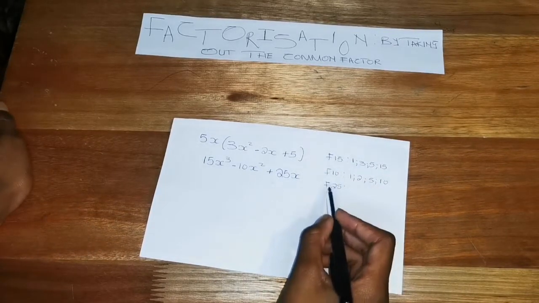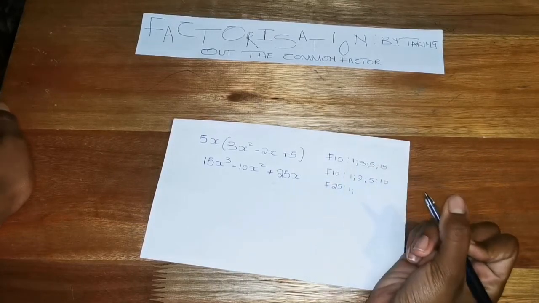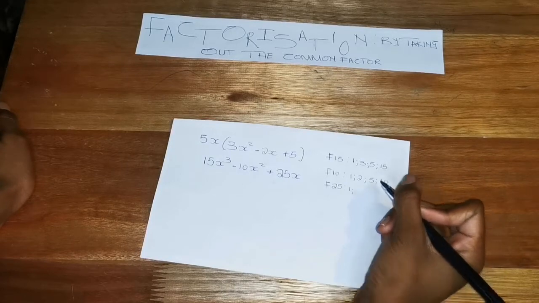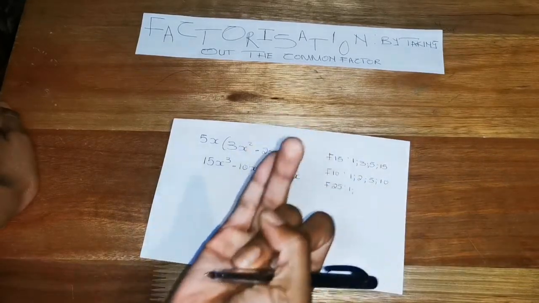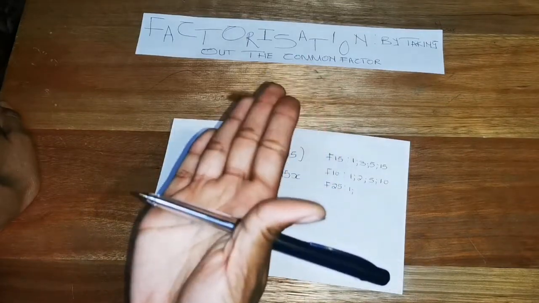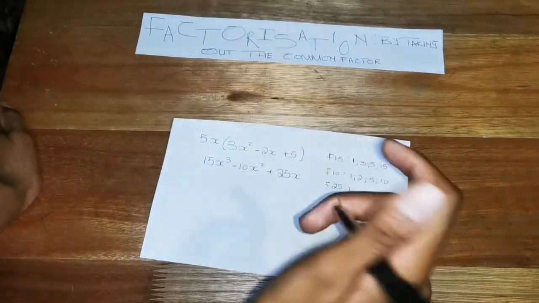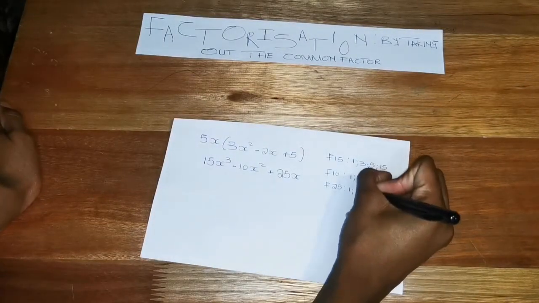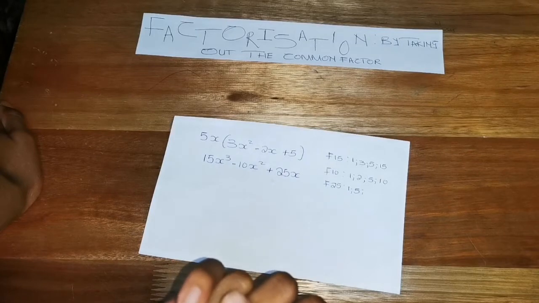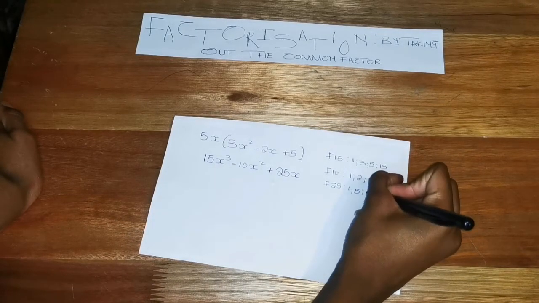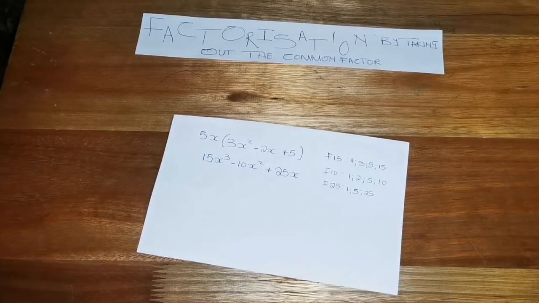Now we move to the last one, which is 25. We have 1. Does 2 fit into 25? Nope. We have 3. Does 3 fit? 3, 6, 9, 12, 15, 18, 21, 24. No, it doesn't. Then we have 5. And then I think the last one has to be 25, that's all.